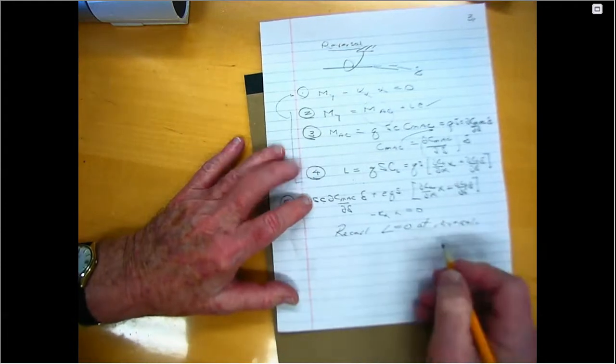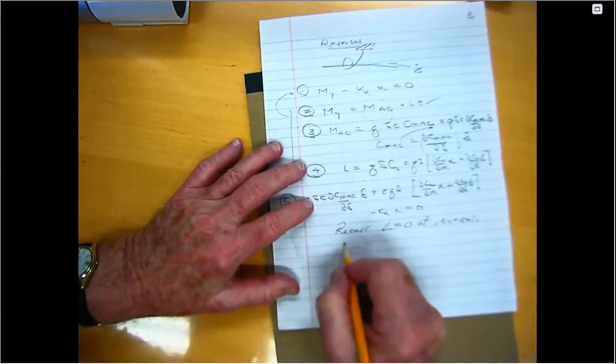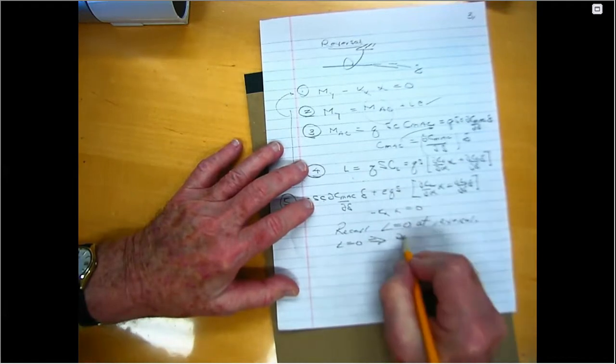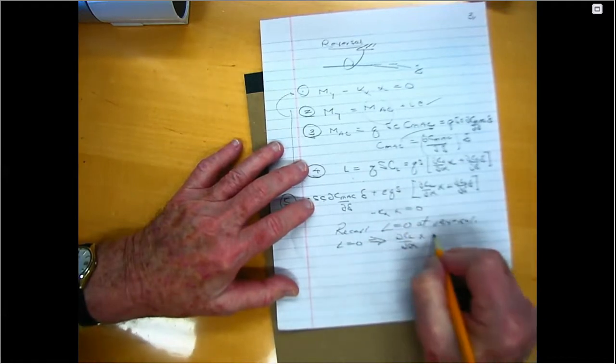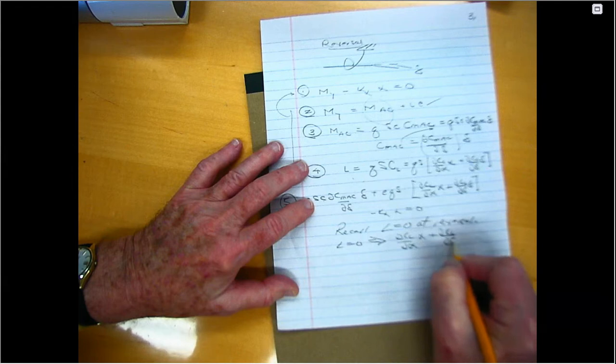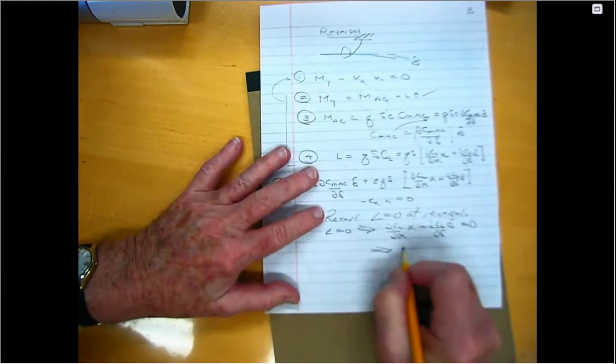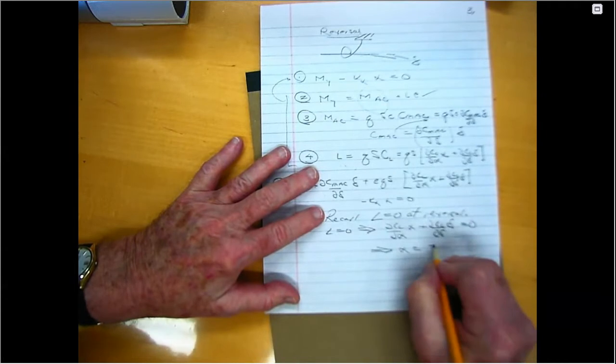If that's true, then L equals 0, that implies that dCL/d alpha times alpha plus dCL/d delta times delta is 0, which implies that alpha is minus dCL/d delta over dCL/d alpha times delta.